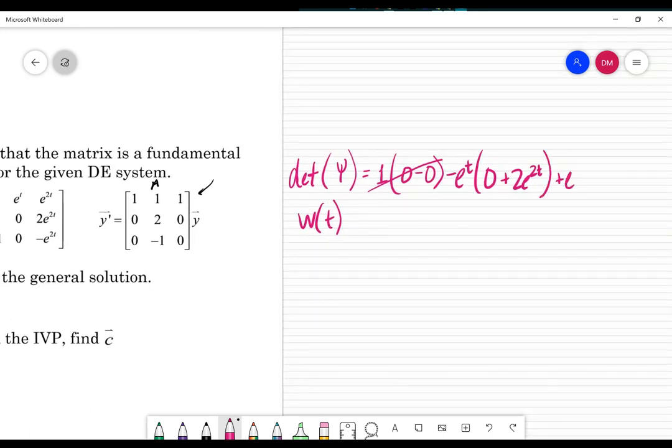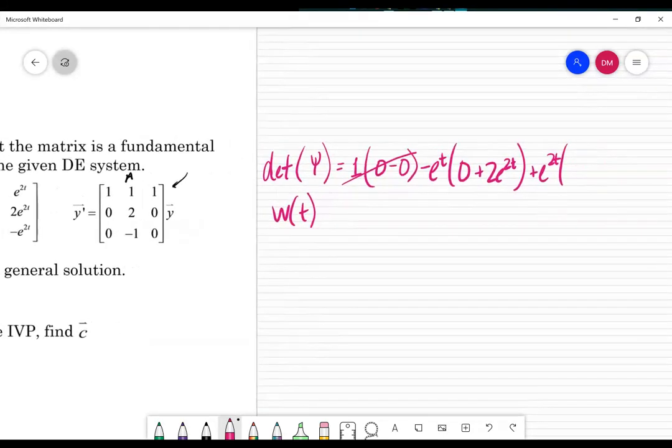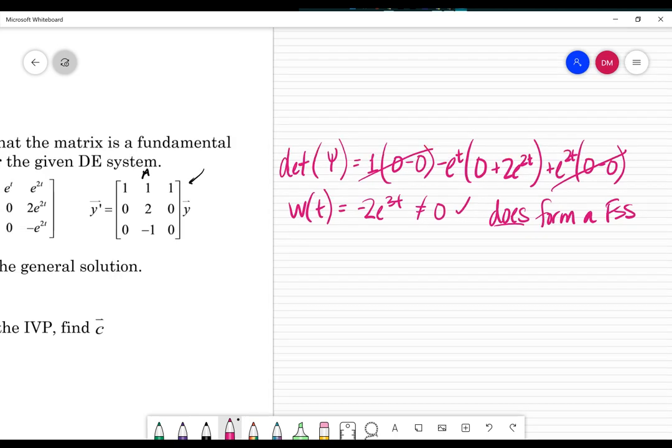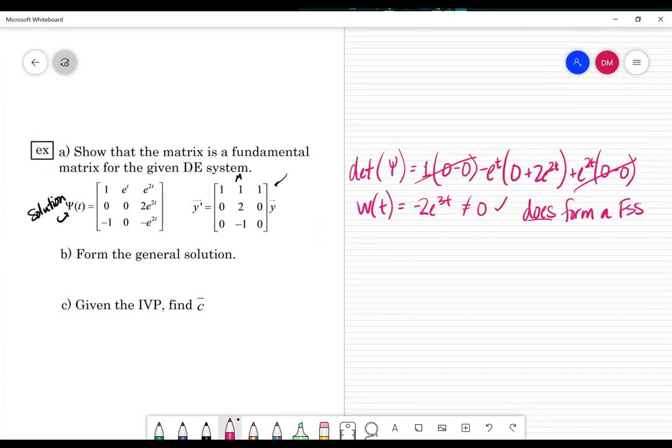And then plus e to the 2t times that 2 by 2 determinant, which looks like that's going to be 0 minus 0. So that also goes away. So our Wronskian is a negative 2e to the 3t, which is not equal to 0. So that verifies that we do, in fact, have a fundamental set. So that means we can now form the general solution.